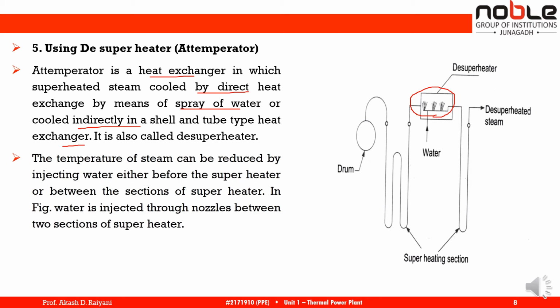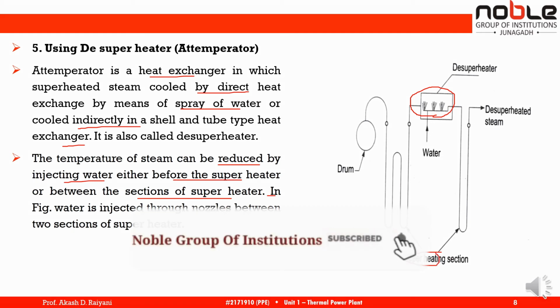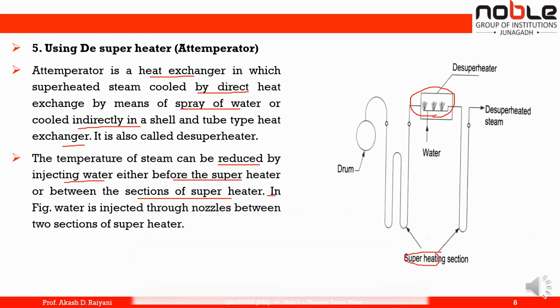The temperature of the steam can be reduced by injecting water either before the superheater or between the sections of the superheater. In the figure, it is placed between two distinct superheating sections. In the figure, the water is injected through a nozzle between the two sections of the superheater.